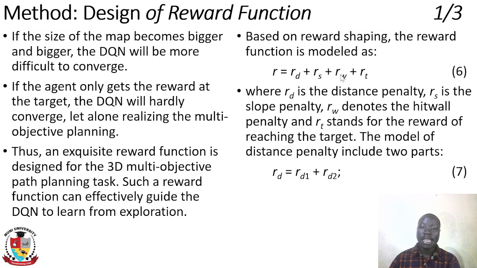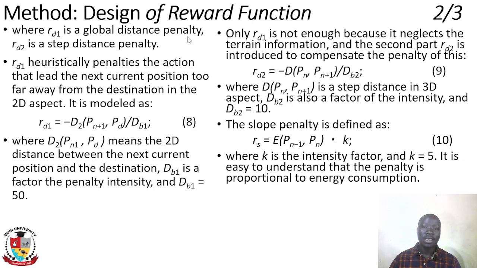Then RW is the hit wall penalty, and RT is the reward after reaching the target. And the model of the distance penalty, which is RD, has two parts. The first one is RD1 and RD2, represented in the equation. Let's dig deeper into it. RD1 is a global distance penalty and RD2 is a step distance penalty. Now RD1, the global distance penalty, penalizes the action that leads the next current position too far away from the destination in the 2D aspect, as denoted in equation 8, where D2(P_{n+1}, P_D) means the two-dimensional distance between the next current position and the destination. DB1 is a penalty factor with an intensity, and it is given.